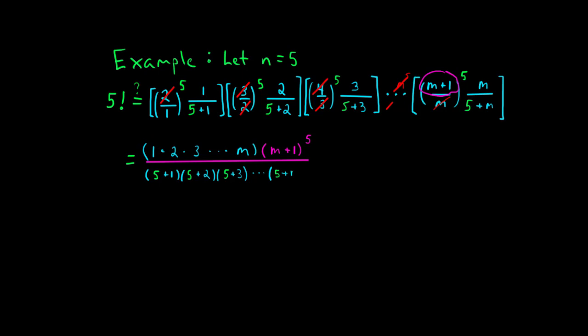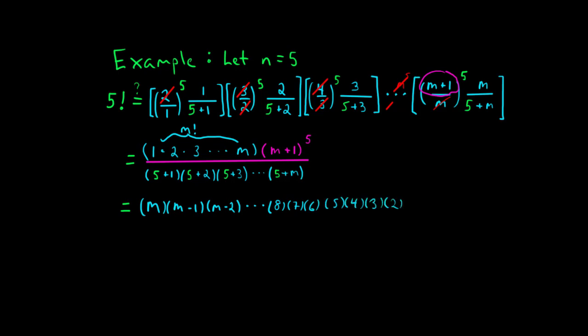And now I'm going to make the following simplification. Note that in the numerator, what I have there is actually the 1 times 2 times 3, dot, dot, dot, all the way up to m. That's actually m factorial. So I'm going to rewrite m factorial as m times m minus 1 times m minus 2, dot, dot, dot, all the way down times 8, 7, 6, times 5, times 4, times 3, times 2, times 1. And remember that m is becoming a huge number. We're taking the limit as m goes to infinity, all times (m+1)^5.